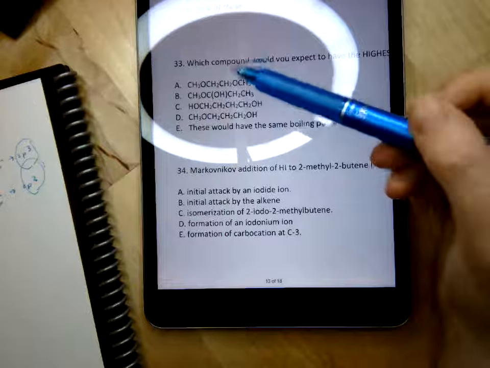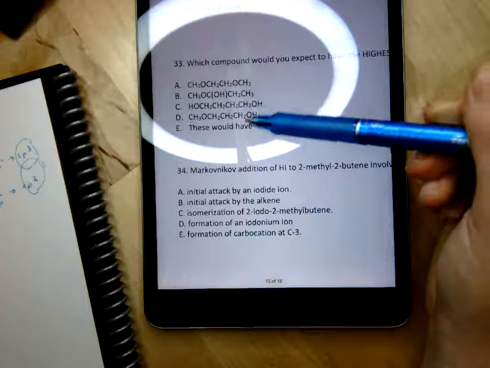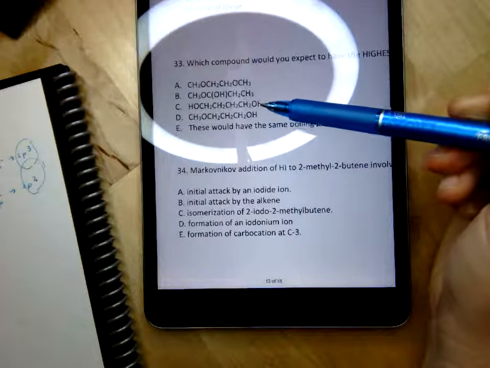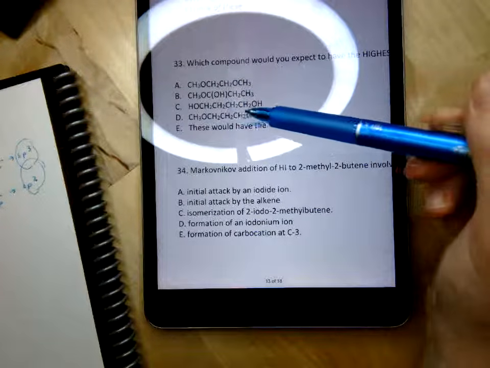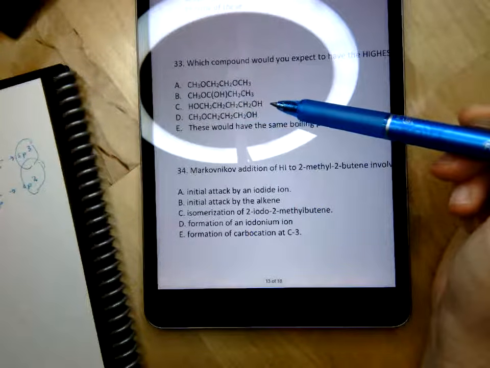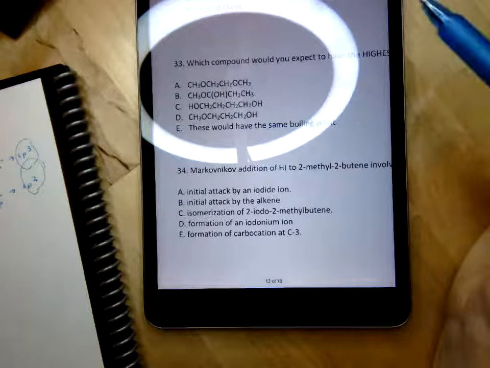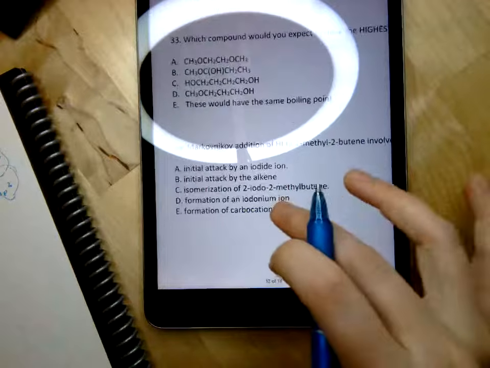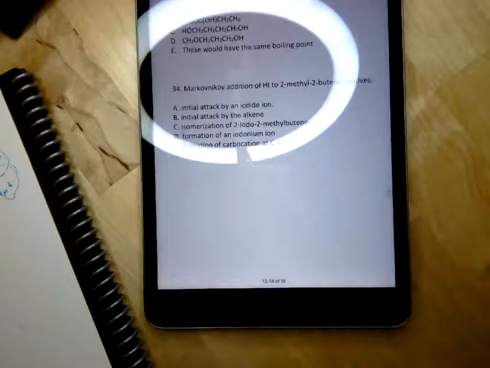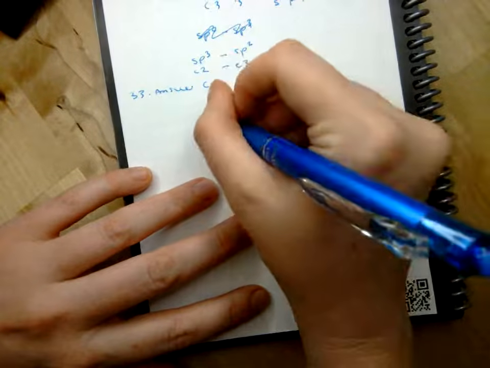So I'm going to look for the one with hydrogen bonding, and I can see right away that C and D have alcohol groups, a hydrogen bonded to an oxygen. So these 2 would be the top candidates, and between those, C has 2 OHs, so 2 hydrogens available for intermolecular forces with hydrogen bonding, and D only has 1. So I'm going to go for answer choice C on that one.